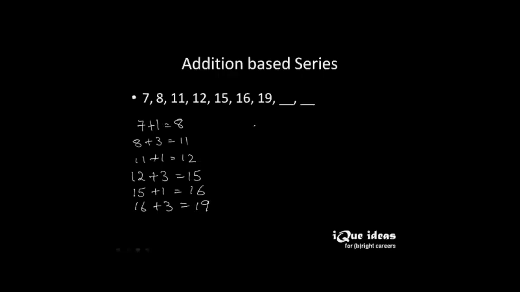Following the same logic, I get 19 plus 1 is equal to 20, and 20 plus 3 is equal to 23. So the two numbers which fill in the blanks are 20 and 23. Now, if you want to take a look at one more example, take a look at this particular series.